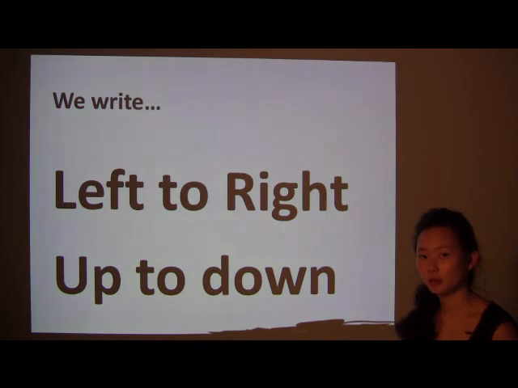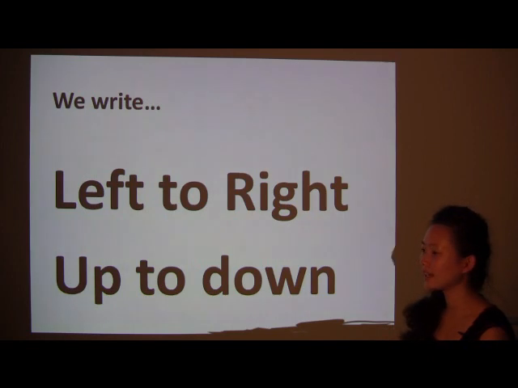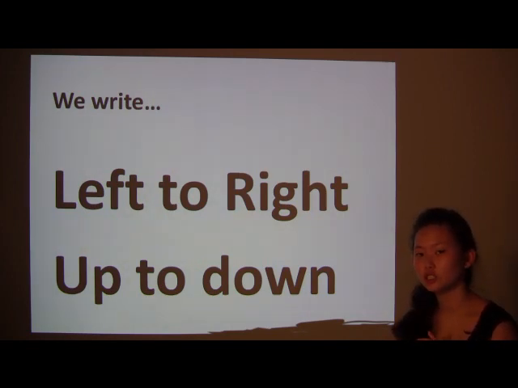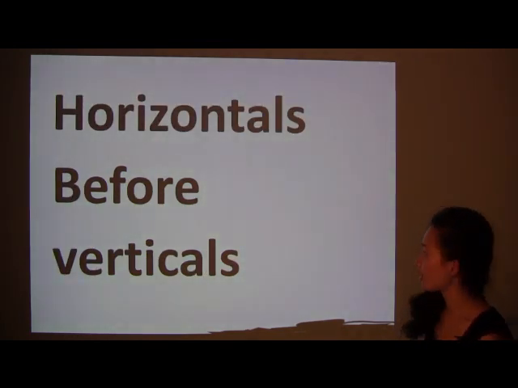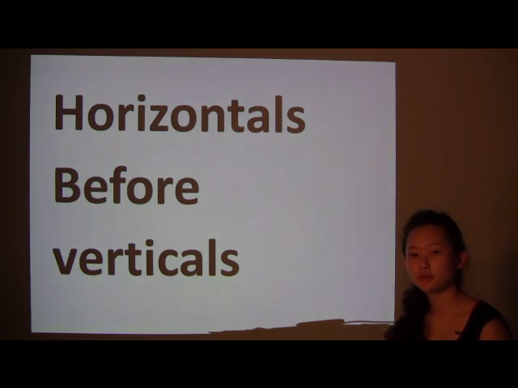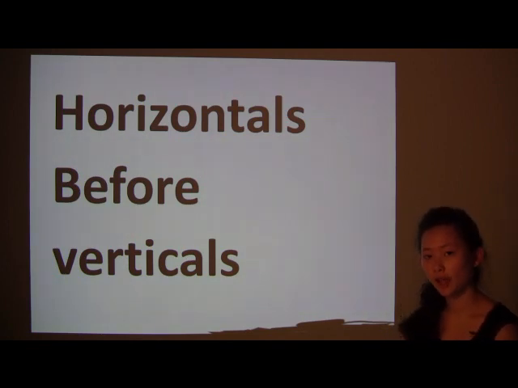Now, when we're writing an individual character, just one, you work on that character from the top down. You start with the topmost line and you move your way down until you have completed that character. It'll make more sense when I show you a few examples later. But a few others are horizontals before verticals. That means when you're writing a word, you need to write the horizontal lines before the vertical lines. And then dashes before dots.